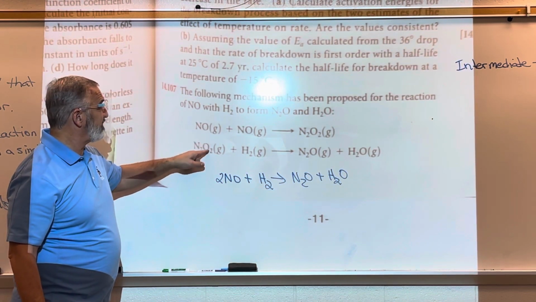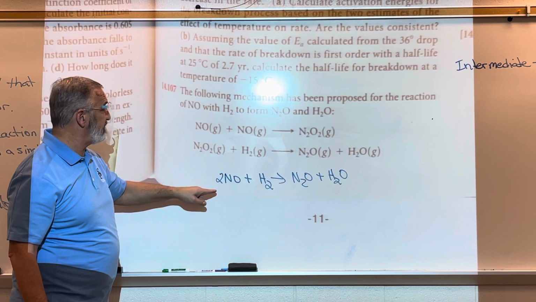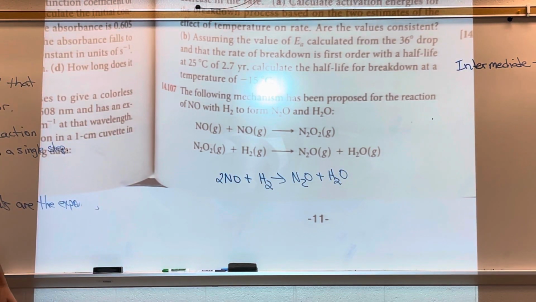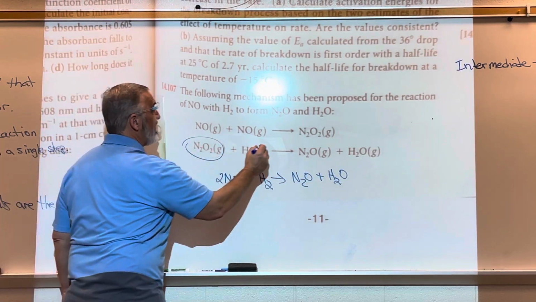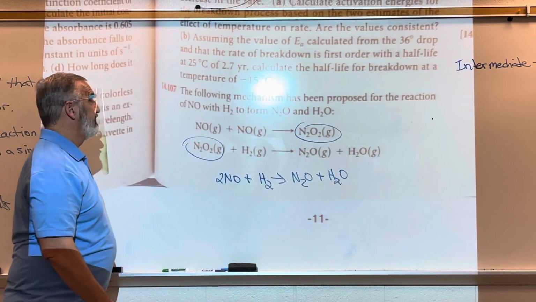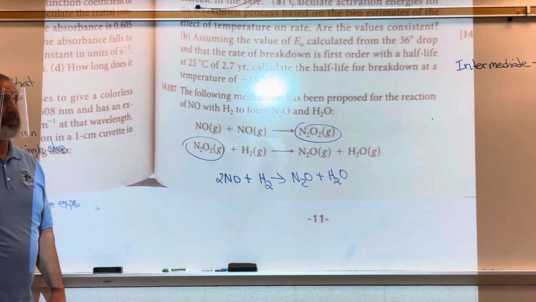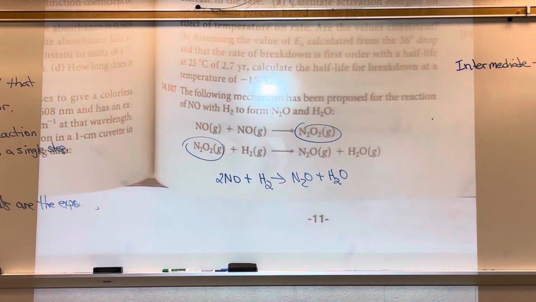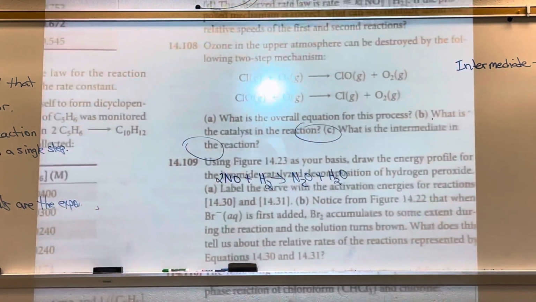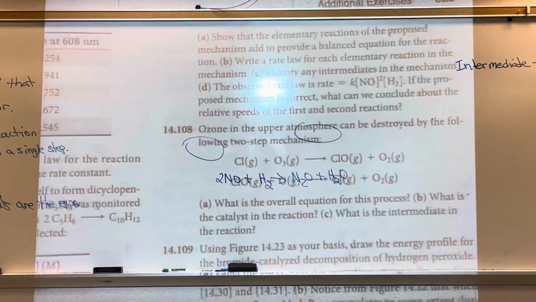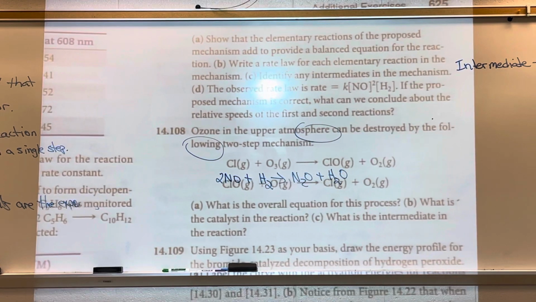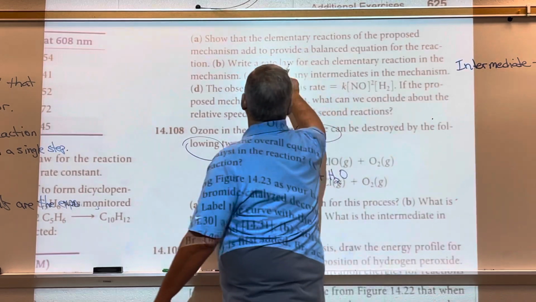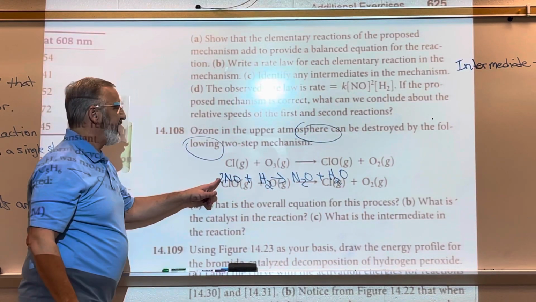So the first thing that we have to do is say, do these two add up to this one? Well, yes. What's my intermediate going to be? N2O2. That's my intermediate. Is there a catalyst in this one? No. Okay? So let's see what the rest of the question asks for. Okay, so show that the elementary steps provoke. Okay, so we just did that. We added this up to here.